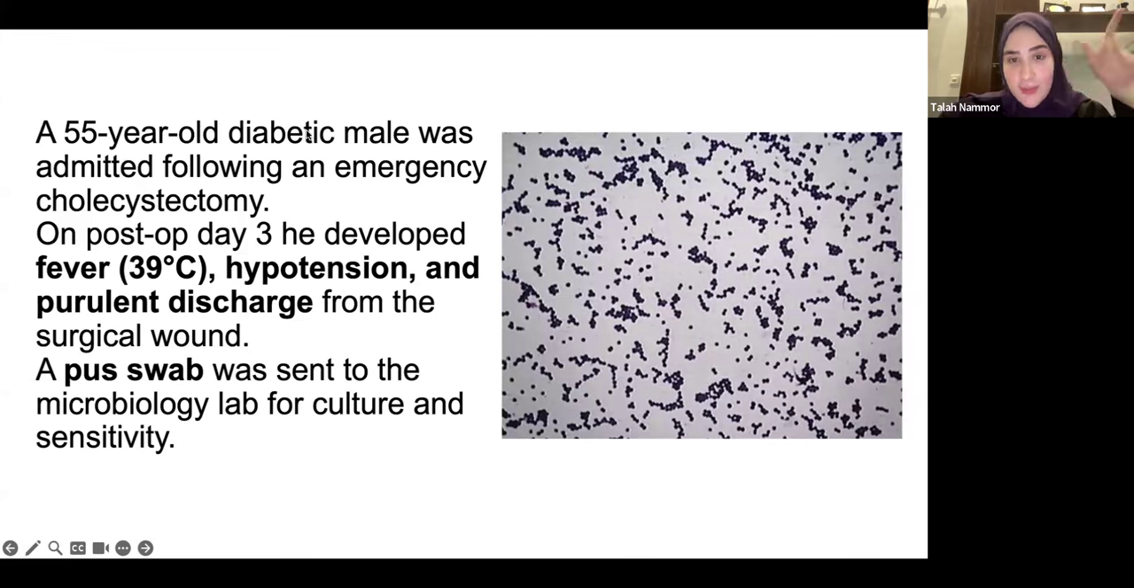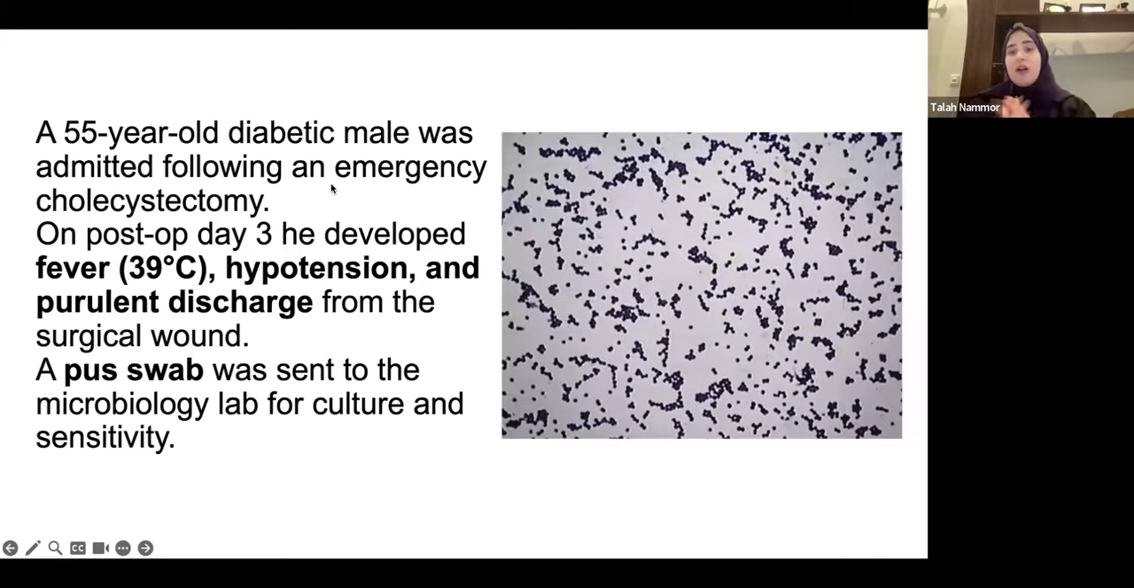A 55-year-old diabetic male admitted after an emergency cholecystectomy. Cholecystectomy is just a surgery, no need to know the details. On post-op day 3, he developed fever, hypotension, and purulent discharge, all of this from the surgical wound, okay? A swab was taken and we saw this beautiful image. You guys don't need to feel scared because of the scenario. The scenario is just there to start the show, okay?